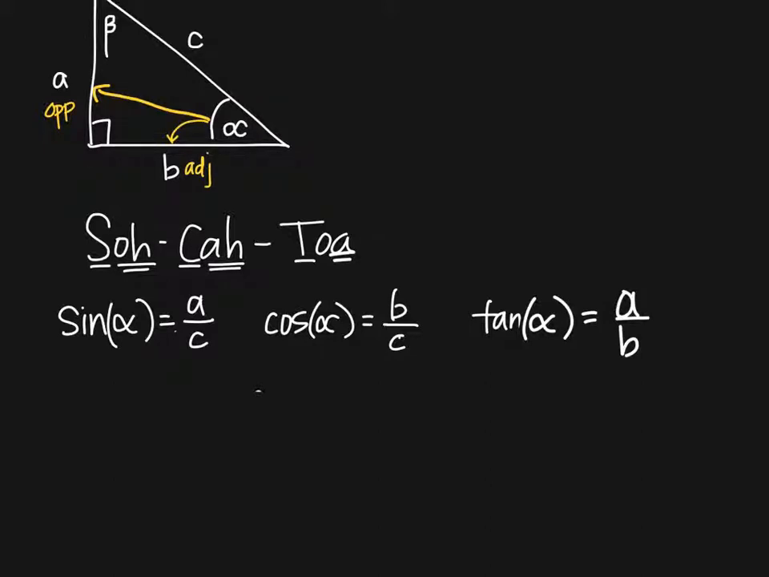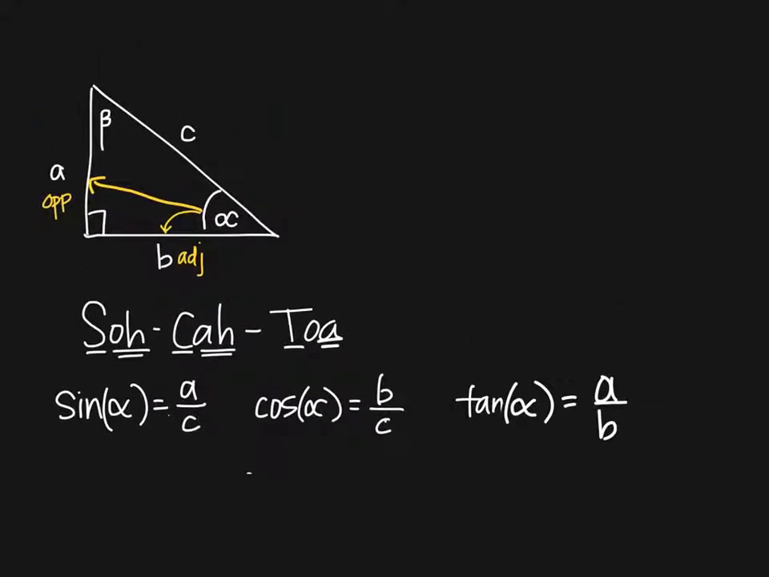If you change to beta, then the opposite and the adjacent are different because beta has a different adjacent side than alpha does. So if you're switching to beta, if you do sine beta, then its opposite is B and the hypotenuse is still C. So that's why I usually don't use the letters. I just use the words. I would just use opposite over hypotenuse if you switch. Any questions on that so far?